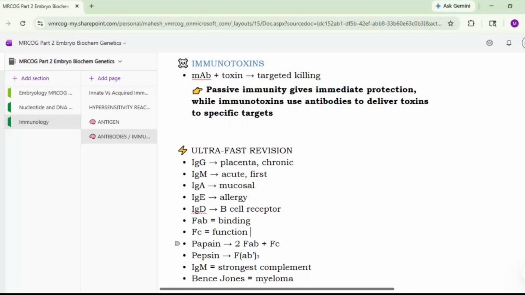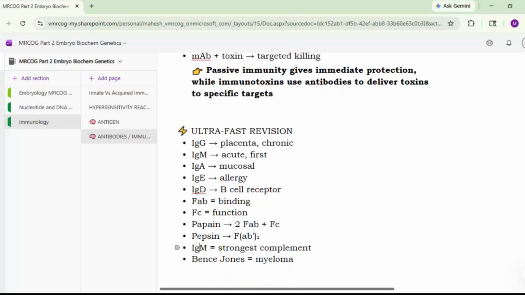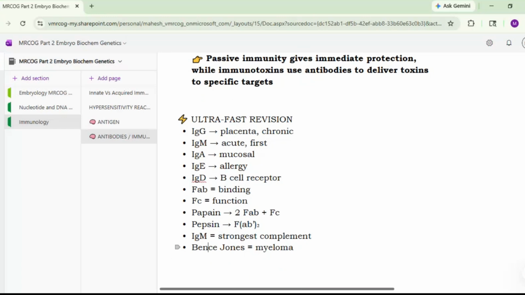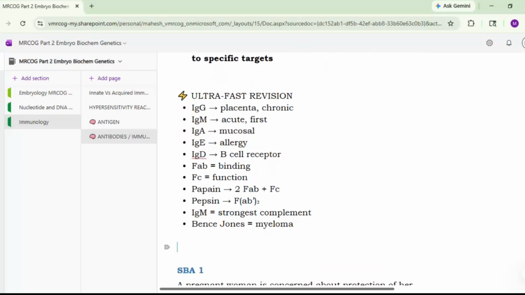What do you get? With papain, you get two fragments apart. Fc is preserved, while with pepsin, you get only the Fab portion together, but the Fc is lost. So the Fc fragment is lost in pepsin. Then IgM is the strongest complement activator, and Bence Jones proteins are seen in myeloma. So this is what is about the antibodies.